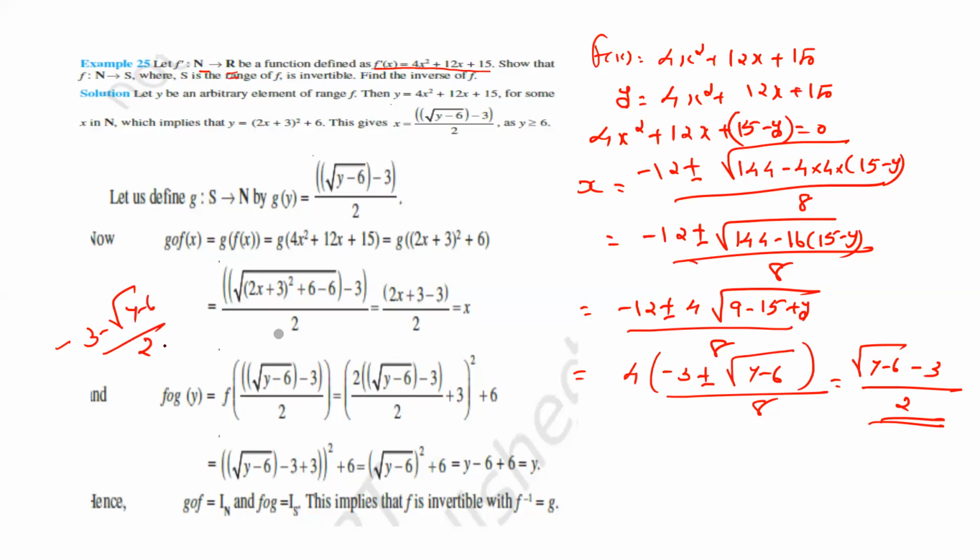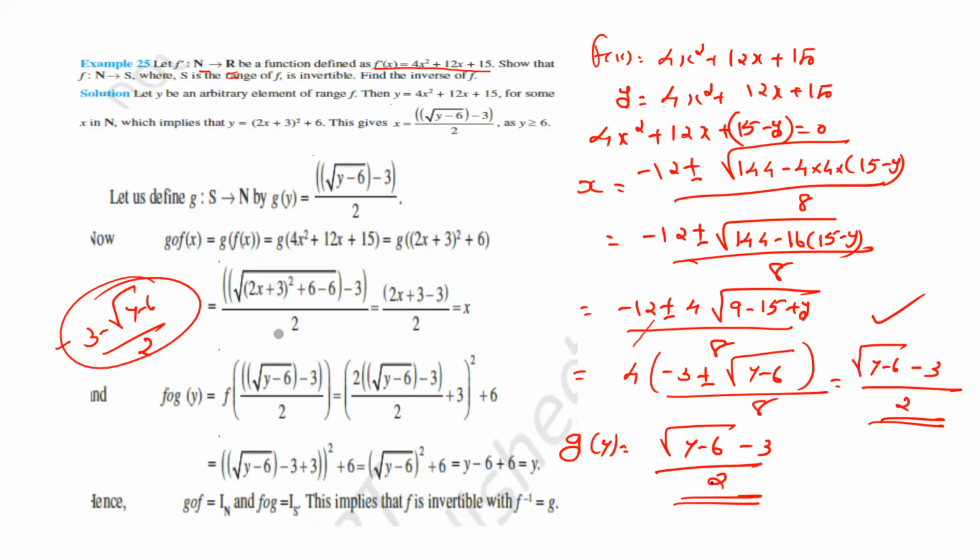But this is negative. So we will not take it, because the function is from N to R, natural numbers. So we will take this value, root of y minus 6 minus 3 by 2. Now this is our g of y. Take g of y is equal to root of y minus 6 minus 3 by 2.